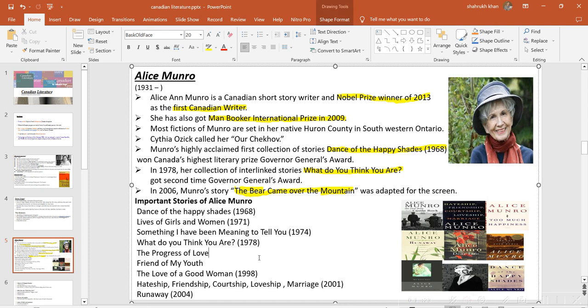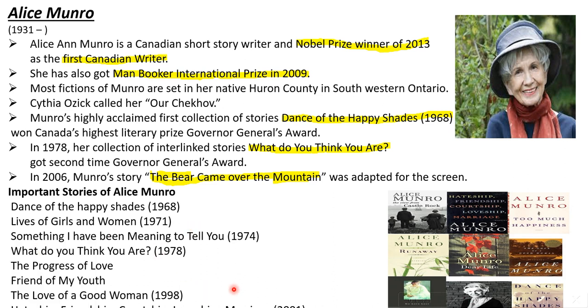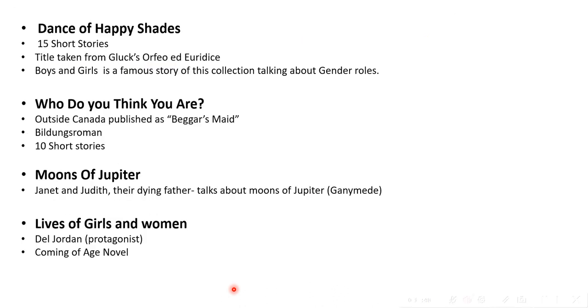I have written these works in chronological order, and you have to memorize them because they keep on asking some popular works. In-depth questions are asked from those books, but nowadays they are asking from these lesser-known works also. Those questions are very superficial, but it is important to know at least the names and what their stories or genres are. Now we'll talk about Dance of the Happy Shades.